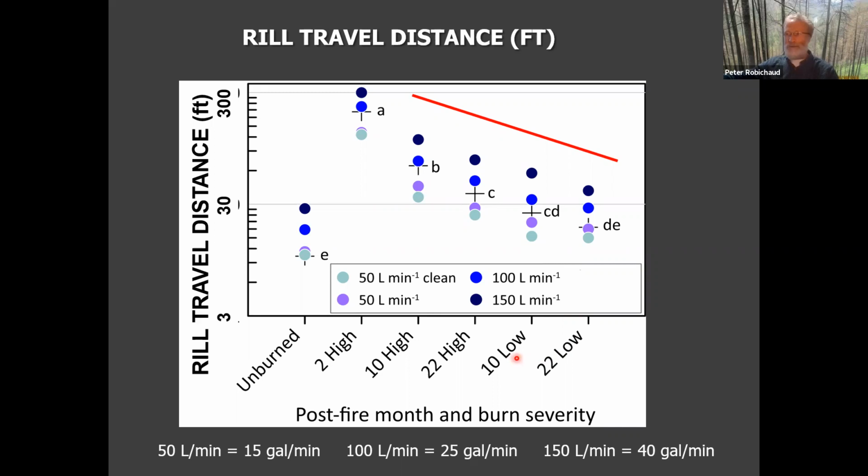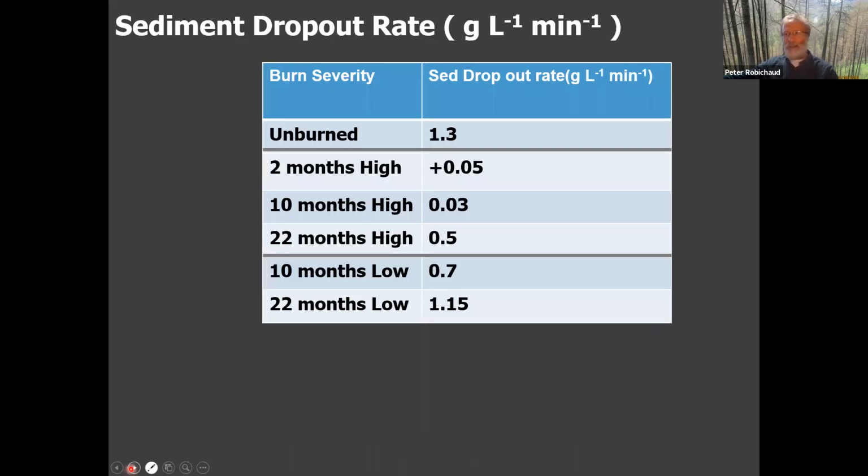If I'm on a low burn severity site, 10 months after the fire, I went to about 50, 60 meters. But then after another 22 months after the fire, I'm down to maybe 20 or 30 meters. So we can see that the distance that the sediment, that the rill water actually goes varies depending on how much time it's been since you've done the salvage operation. We'll now look at the sediment.